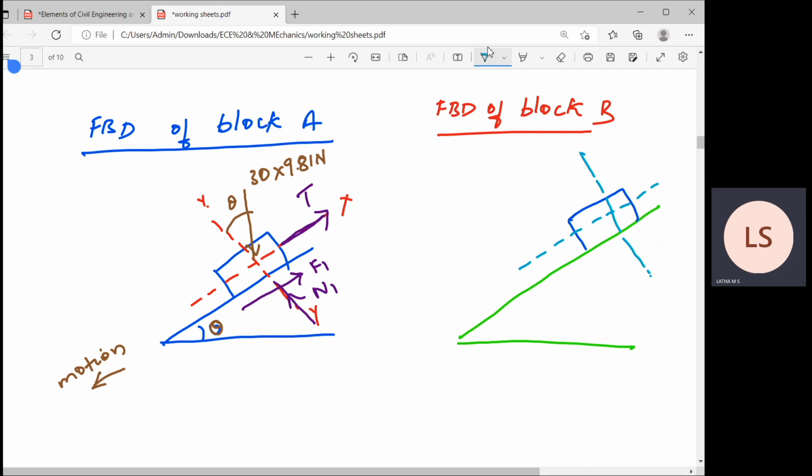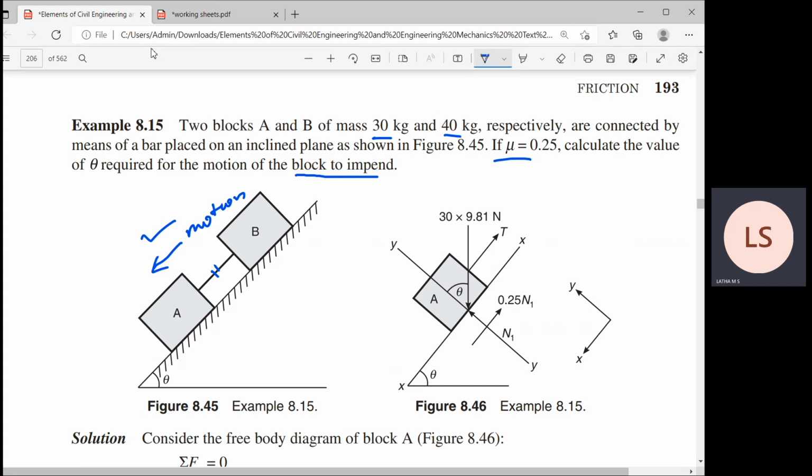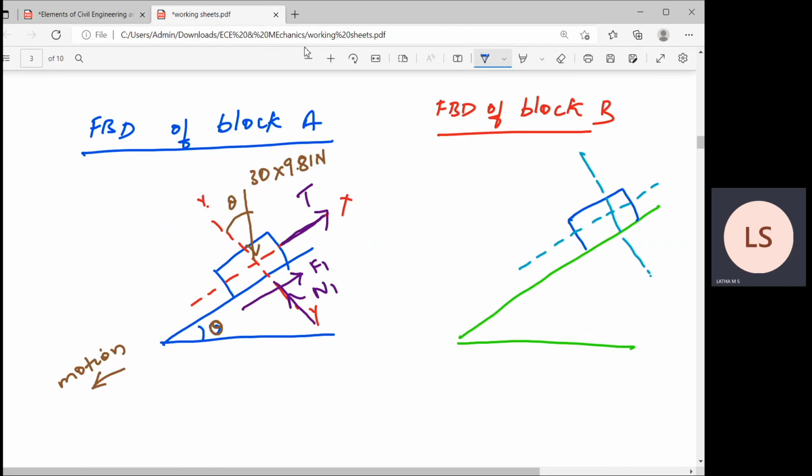What is the weight of block B? Block B is weighing 40 kg. So this 40 kg will be here, exactly vertical, 40 into 9.81 Newton. I'll convert this. And by geometry, this is theta. Eventually, even this angle will be equal to theta, correct?